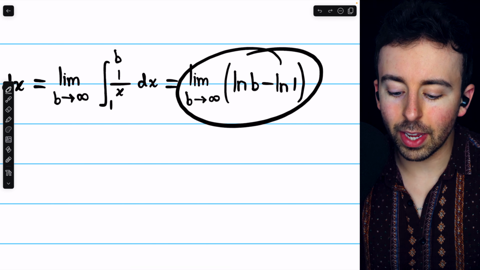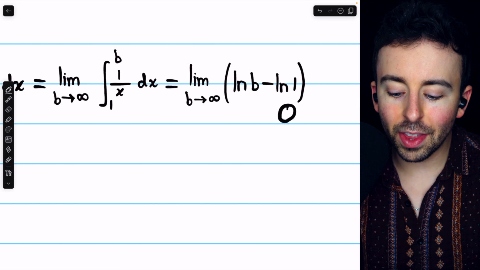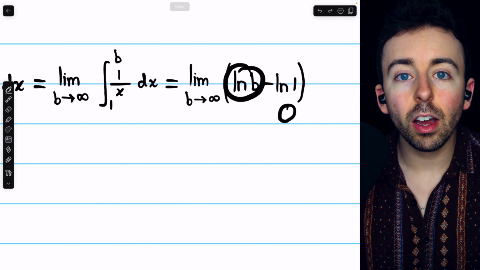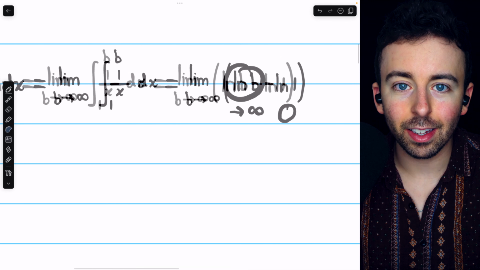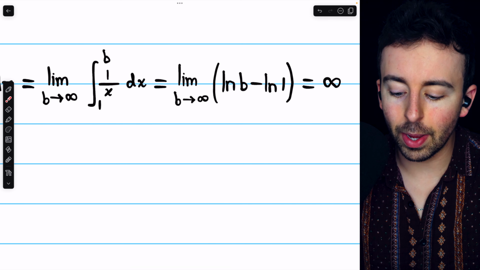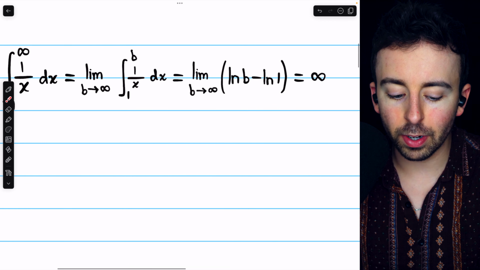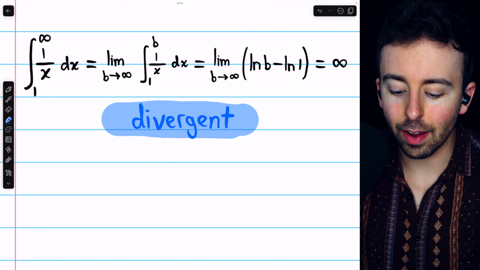Then what does this limit equal? Well, the natural log of 1 is just 0, and the natural log of b, as b goes to infinity, hopefully you know that diverges to infinity. The natural log function gets arbitrarily large, and so this limit diverges to positive infinity. Hence, this improper integral does not exist. We say that it is divergent.